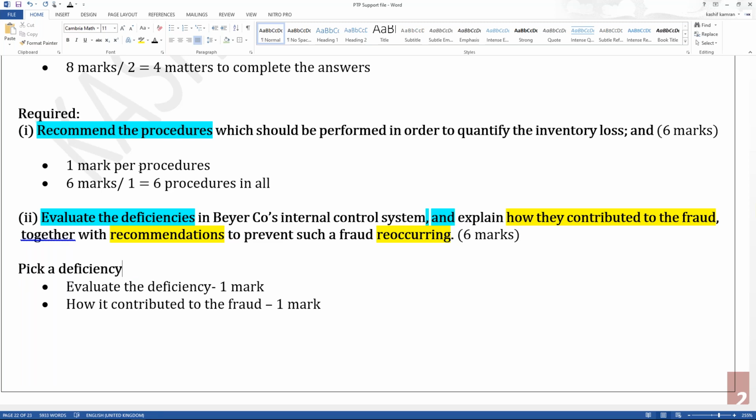So how many marks will you get for a deficiency in total? 2. You first evaluate the deficiency and then you tell how it contributed. So when you write a paragraph for a deficiency, how many things should be in it? Number 1, why it is a deficiency, and number 2, how it contributed to a fraud. Is that clear to everyone? So one deficiency is worth how many marks? 2.